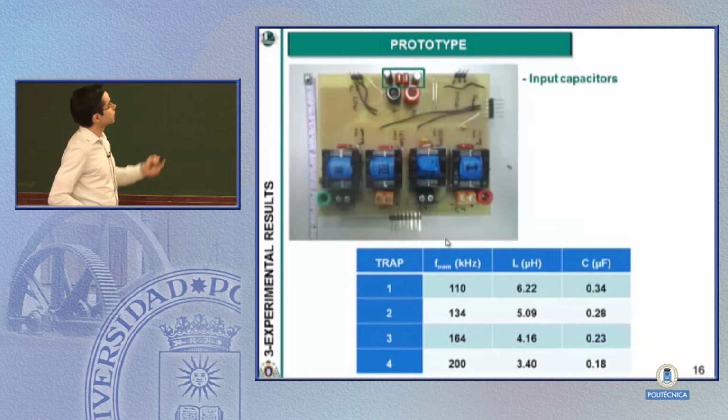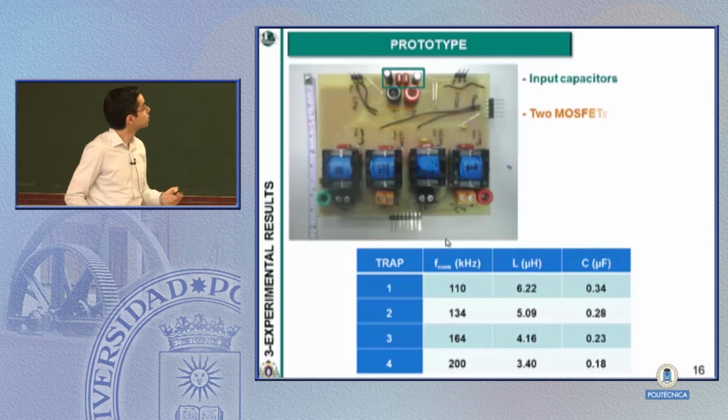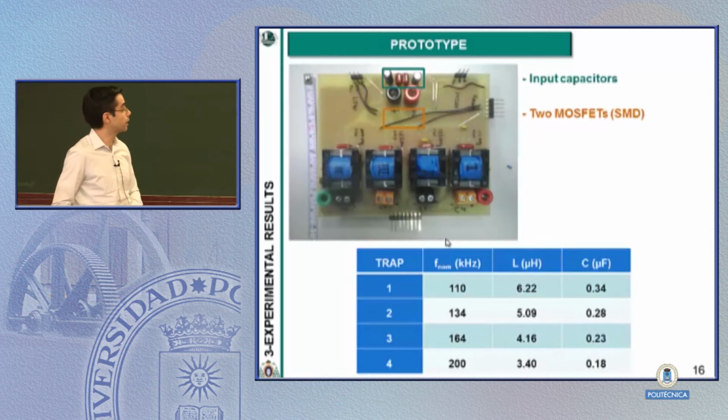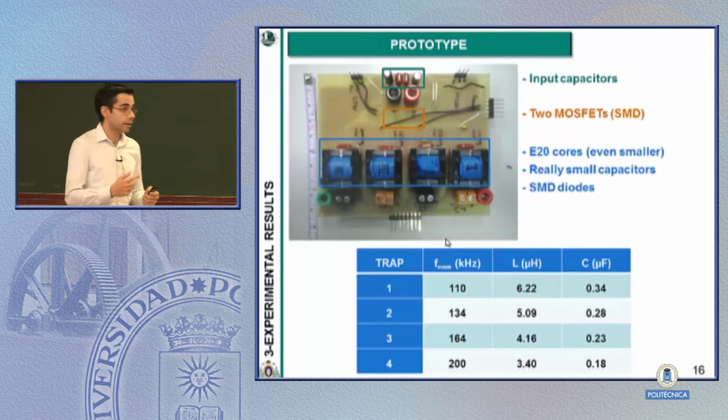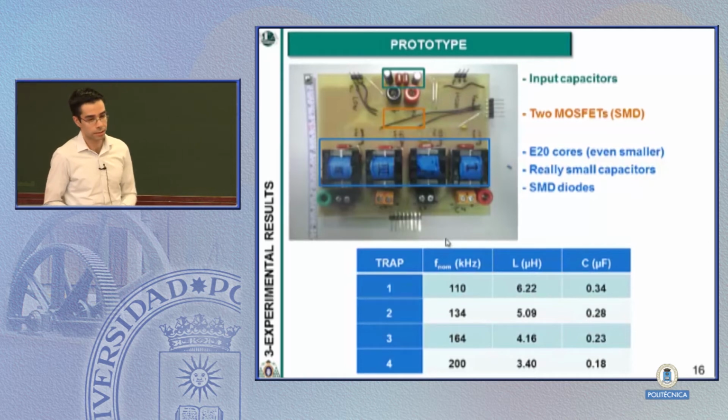We have the input capacitors of the half-bridge. We have two MOSFETs with SMD technology, so they are in the bottom layer. We have the magnetics and the capacitors, really small capacitors. And also, the magnetics, I have to say that they can be implemented in a smaller size, okay? We are using E20 cores because we wanted things not to be very tiny, just to connect probes and make all the tests. And the diodes are also SMD technology.